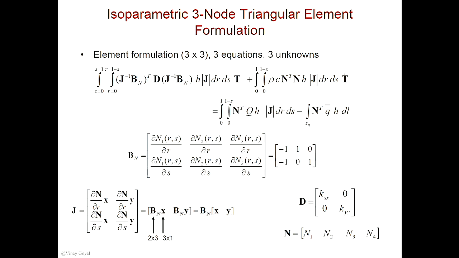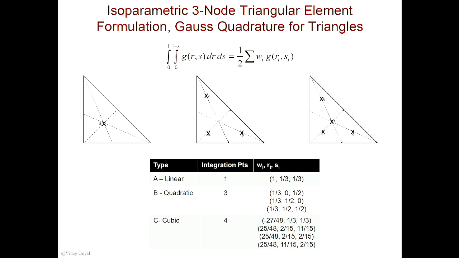You guys did the calculation with me. B bold n is minus 1, 1, 0, minus 1, 0, 1. Same logic applies. This B bold n is that. X, Y is a pair of coordinates. So with that, I get J bold. This is a pair of three of them. There's three vertices. And then B bold n is well known, 2 by 3. So I get J bold is 2 by 2. I know the conductivity, and I'm ready to celebrate now with how to do Gaussian quadrature for a triangle.